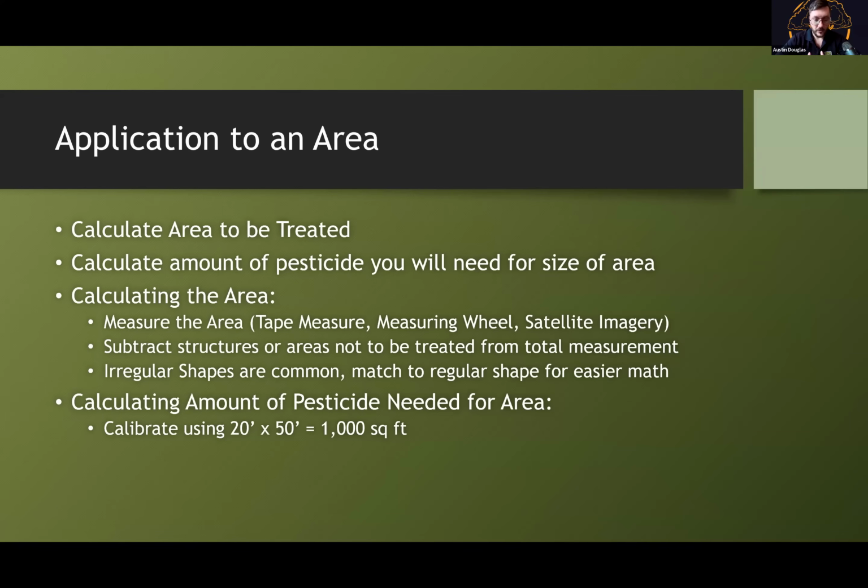So for calculating the amount of pesticide needed for an area, calibrate using 20 by 50. That's 1,000 square feet. So if you have a product that says you need to put down 3 pounds per 1,000 square feet, you measure out this area and you actually run it to make sure that you're properly calibrated, right? Measure a 20-foot swath by a 50-foot length or vice versa, and you do your application with your granules, and you're going to see how accurate you are within that 1,000 square feet, and you're going to be able to dial it in a little bit better.